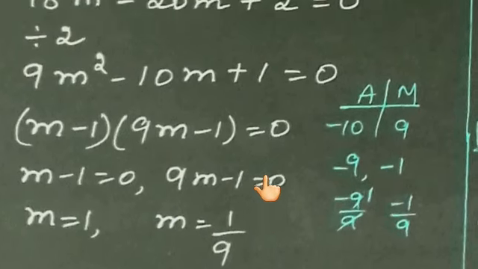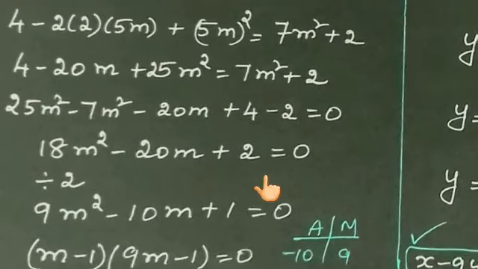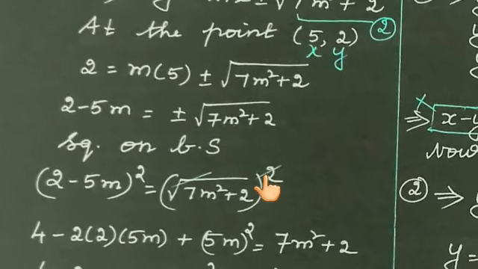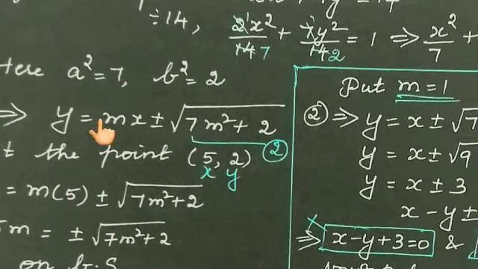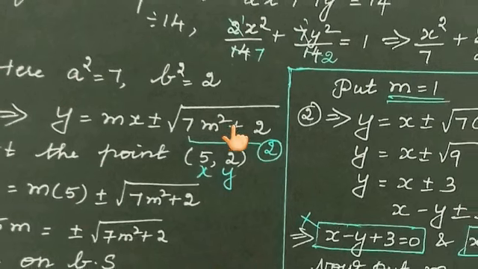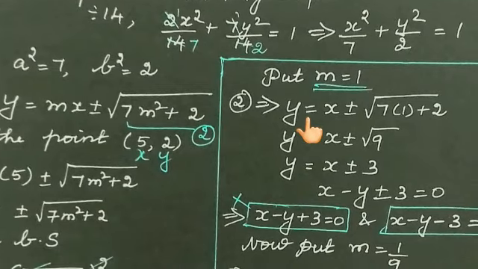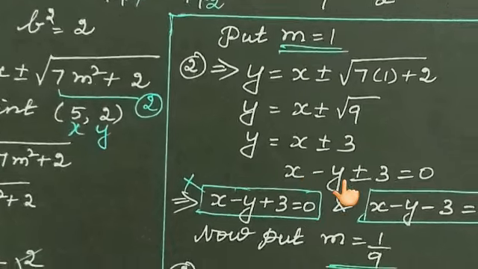Again, we are going to use equation 2. In equation 2, we are going to substitute the values of m. Here, y is equal to mx plus or minus root of 7m square plus 2. This is equation 2. Now put m is equal to 1 in this equation. Y is equal to, in place of m, substitute 1. So x plus or minus root of 7m square plus 2, where m square is 1 square, which is 1, plus 2. Y is equal to x plus or minus root of 7 plus 2 is 9. So we have root 9, the value of root 9 is 3. So we have y is equal to x plus or minus 3.